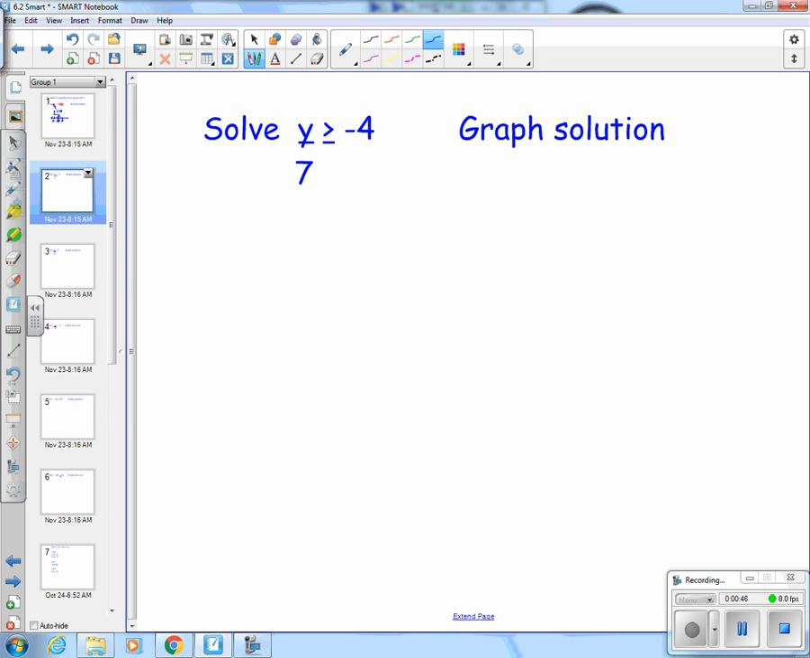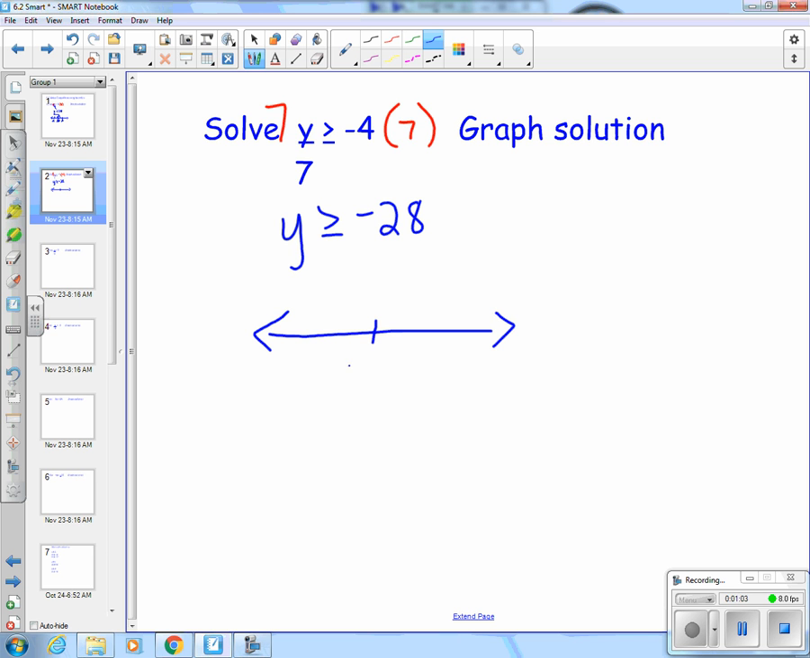If we have y divided by 7 is greater than or equal to -4, we're going to multiply by 7 on both sides. That gives us y is greater than or equal to -28. When we graph this on the number line, we will have -28, -27. Notice that the numbers go in a different direction. And this time we want a closed circle and an arrow going to the right because we need all numbers bigger than or equal to that -28.